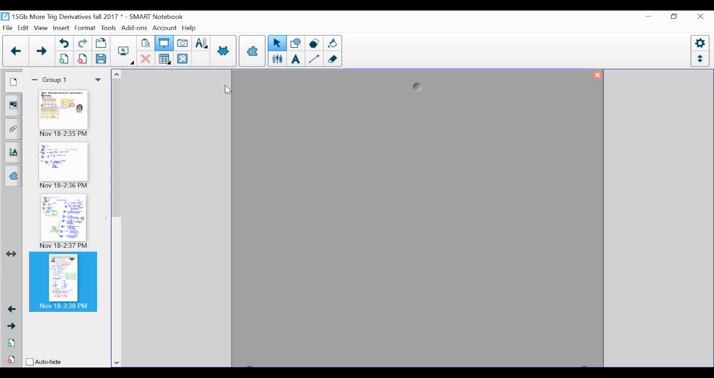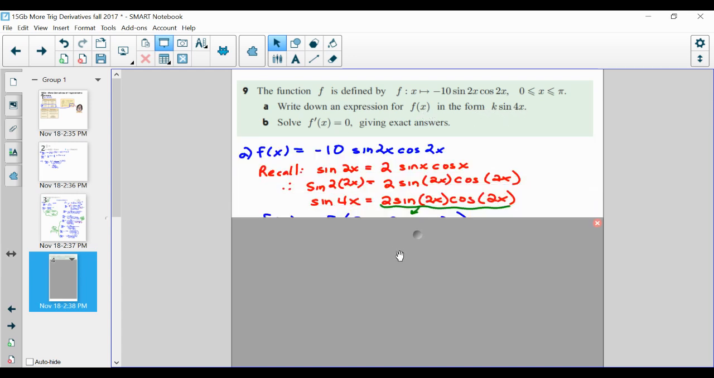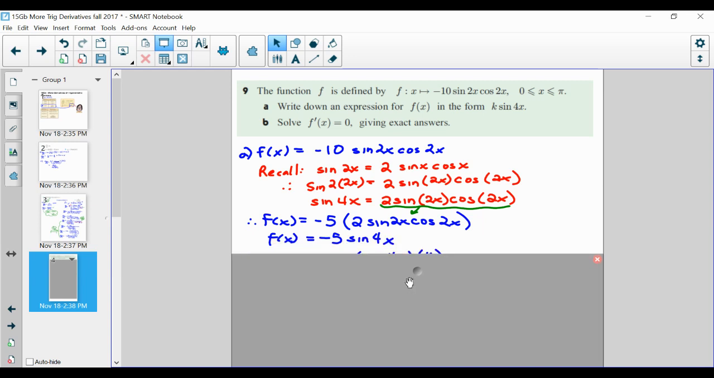Okay, last, a little more complex problem. A function is defined here. Write down the expression for f of x in the form k times sine 4x and solve f prime of x equals 0. So for the first part, remember that sine 2x cos 2x is a version of the sine double angle formula. So I could replace this with, it's like these x's here are replaced with 2x. So sine of 2 times 2x is 2 sine 2x cos 2x. So sine of 4x can be replaced with this expression.